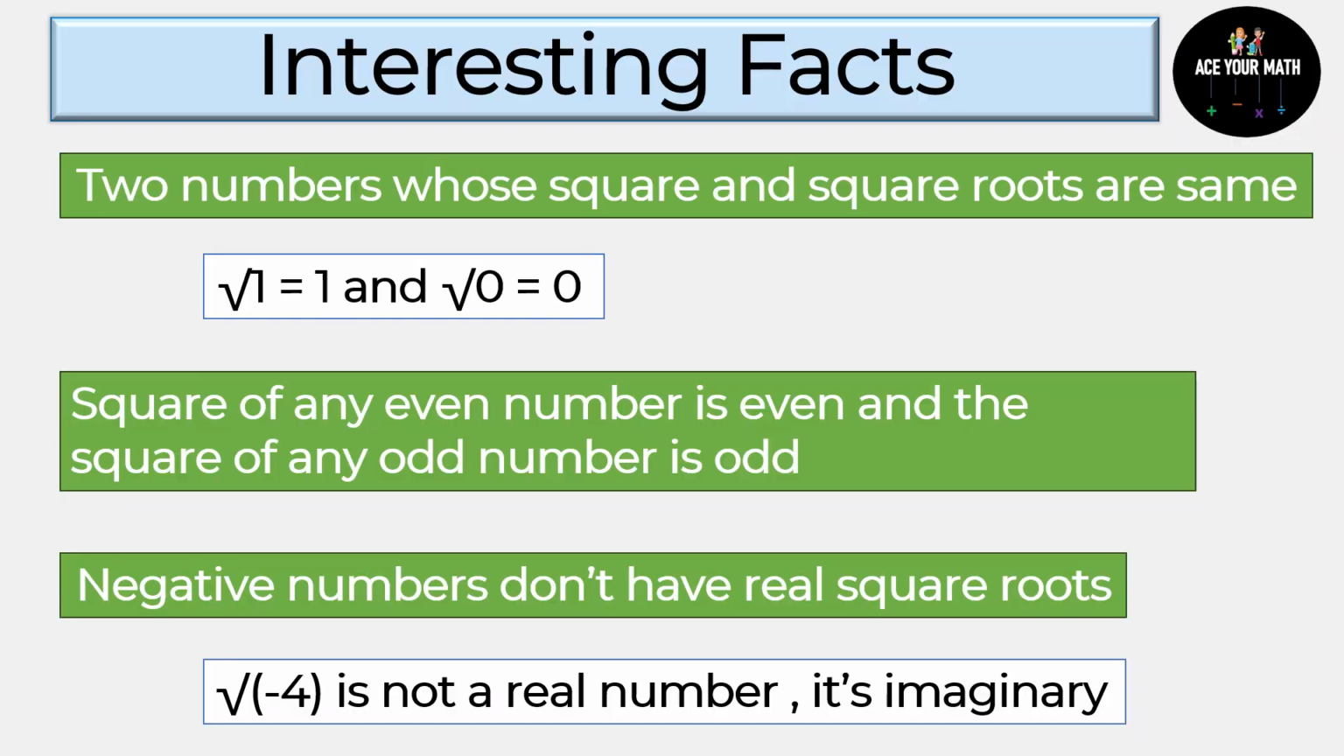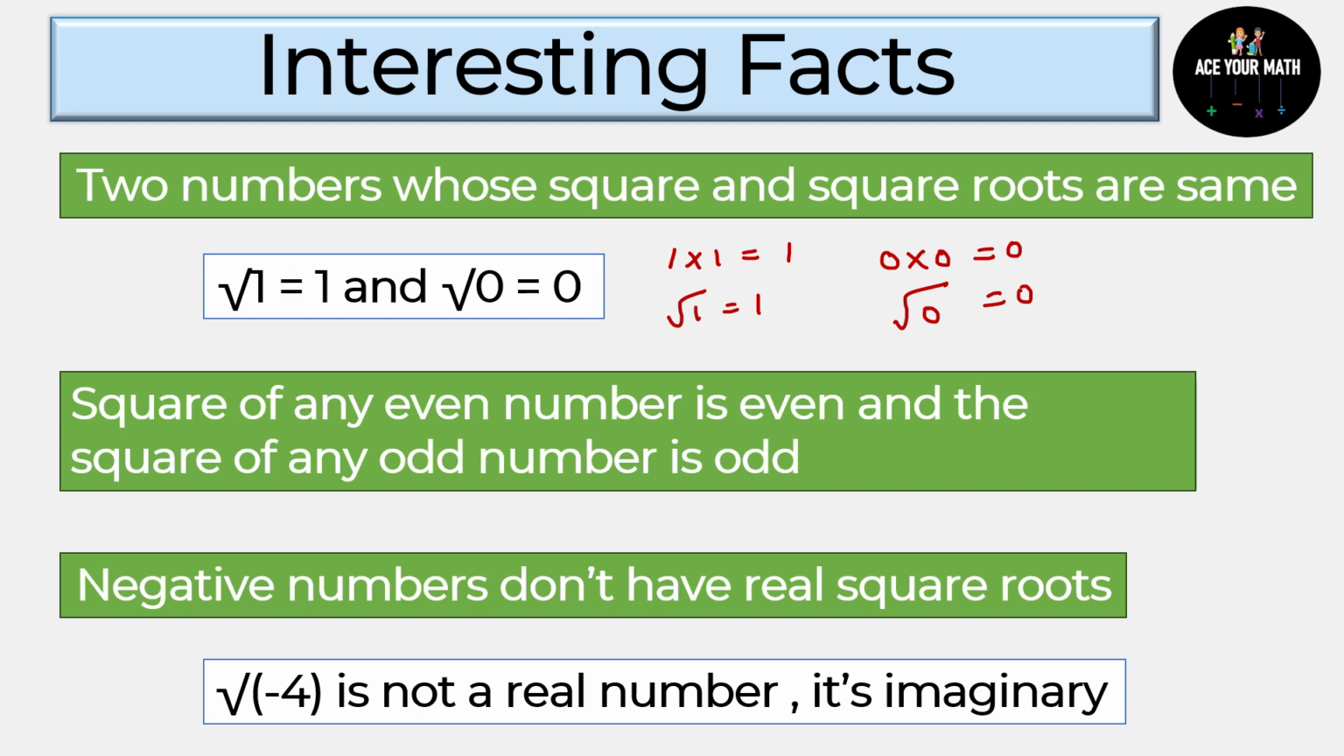Okay, two numbers whose square and square roots are the same. Can you guess those numbers? It is written only. See, 1 multiplied by 1 is also 1, and when you find the square root of 1, that is also 1. Same thing is for 0. 0 multiplied by 0 is also 0, and when you find the square root of 0, that is also 0. So these are the only two numbers whose square and square roots are the same.